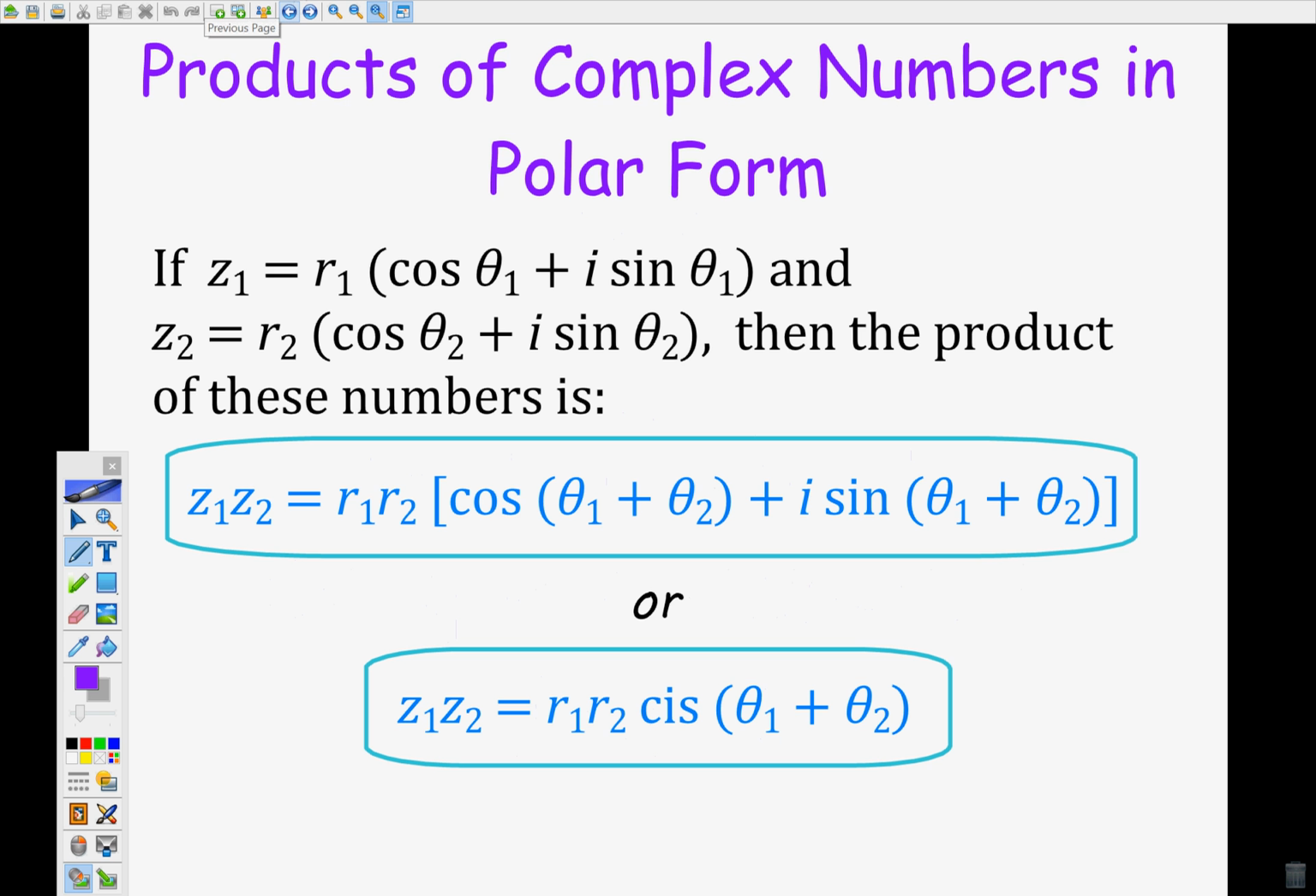So the first thing we're going to do is multiply complex numbers. If I have two complex numbers, z1 and z2, and I'm going to multiply them, first I multiply the radii, and then I add the angles, right? So we're going to multiply the two radii, and then we're going to take theta 1 plus theta 2 for the cosine, and theta 1 plus theta 2 for the i sine. These formulas will be given to you on the test. I do not expect you to memorize them. All of the formulas that you are getting today will be provided for you on the test.